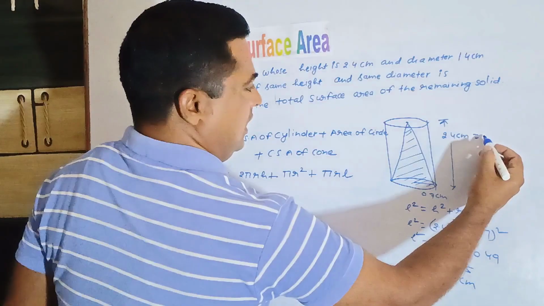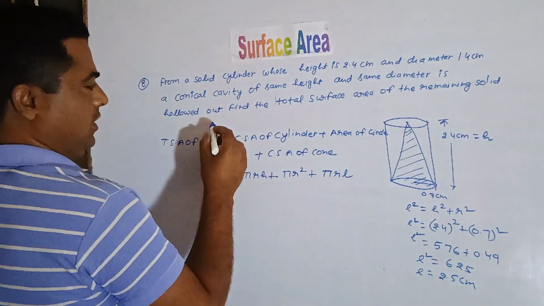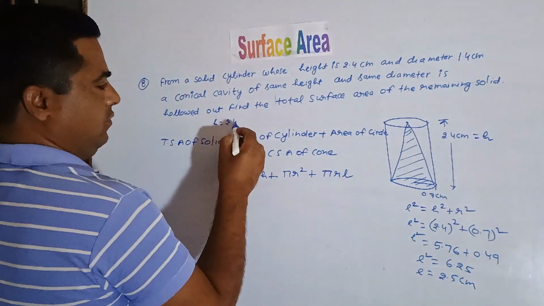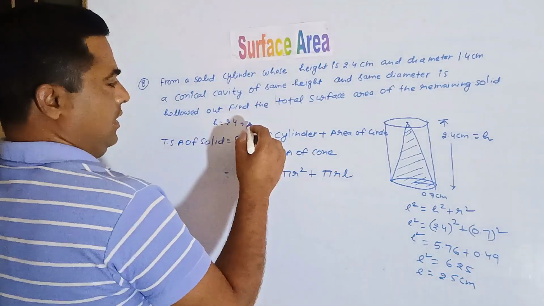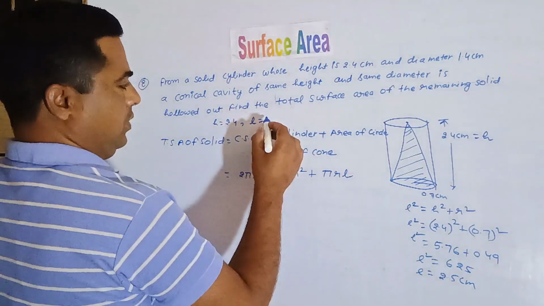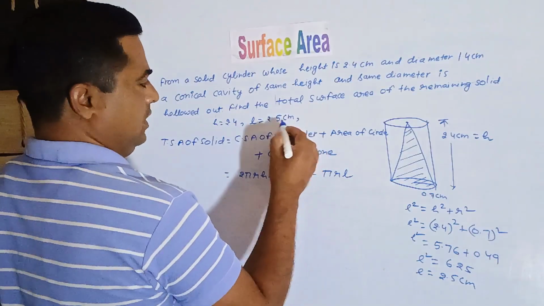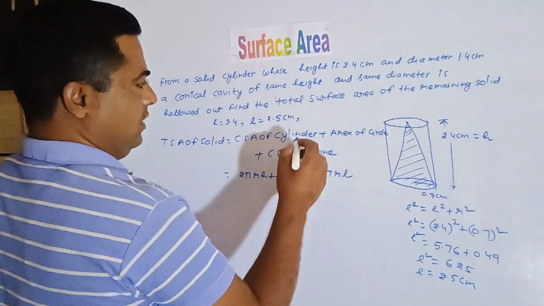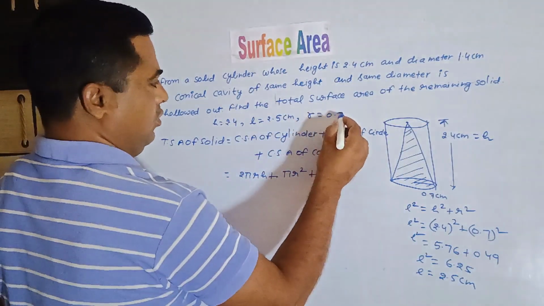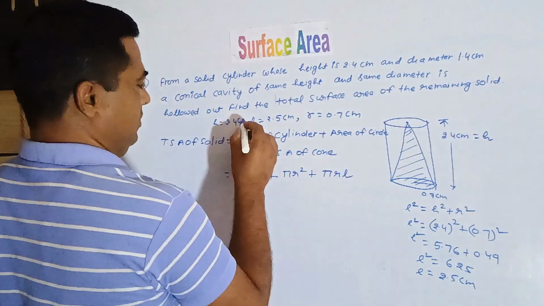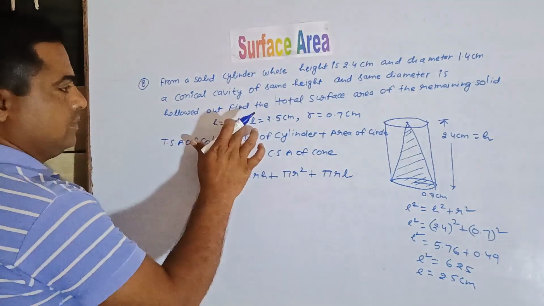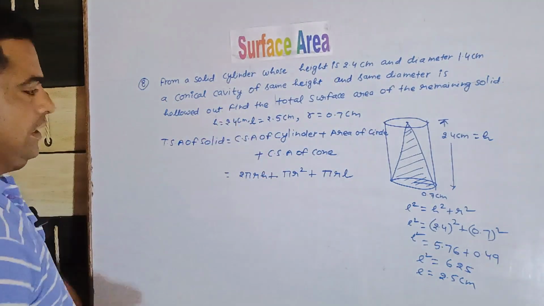What is the height? Height is 2.4. We'll write here the given data. Height, this is 2.4. Okay, and the L, we have got here L is 2.5. And what is the radius? The radius of this cone and cylinder, both are the same. R is equal to 0.7 centimeter. This is also in centimeter. Correct? Now we are putting all the values here.